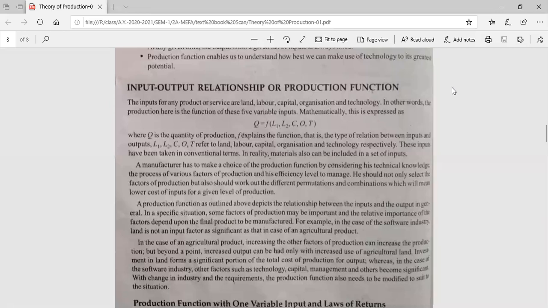Good morning, class. In the previous classes, we have discussed the introduction to theory of production, and also we have seen the demand function, just as a revision. Now we have to see the input and output relationship, or the production function.